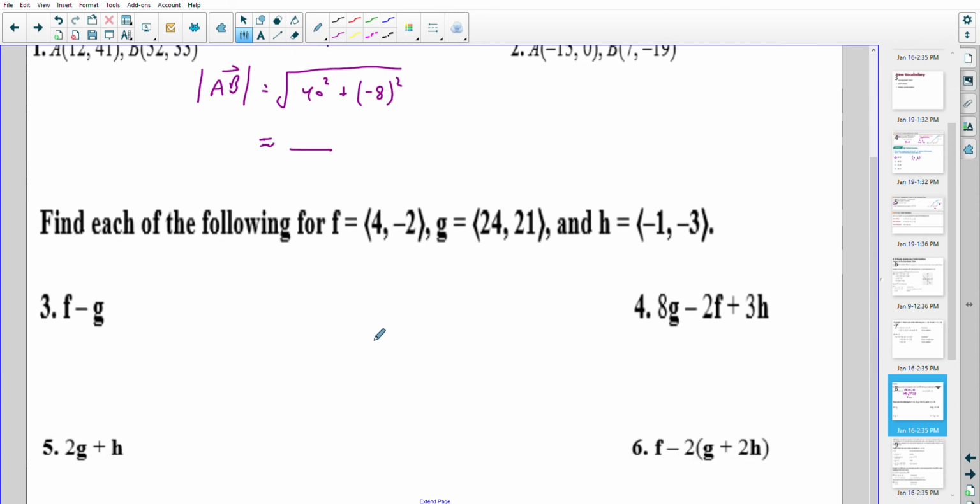You can also add or subtract or multiply. So if I'm looking at, for example, what is this answer right here, 2g. So what I'm going to do is just multiply 2 times the g. So that's easy enough, 48 plus 42. And add it to h. And now you're just looking at adding the components. So the answer here is going to be 47, comma, 42 minus 3 would be 39.